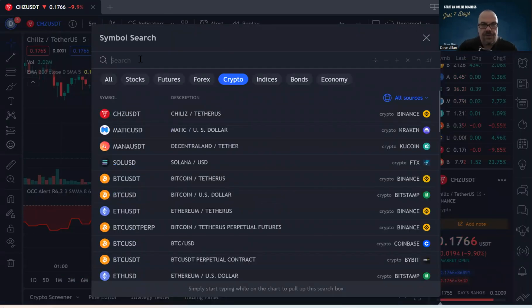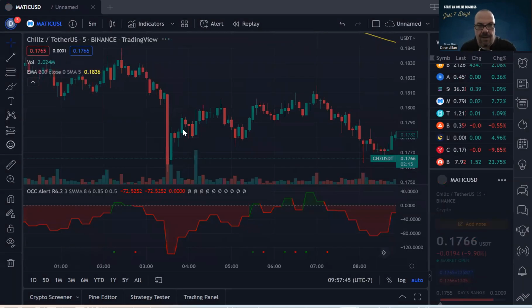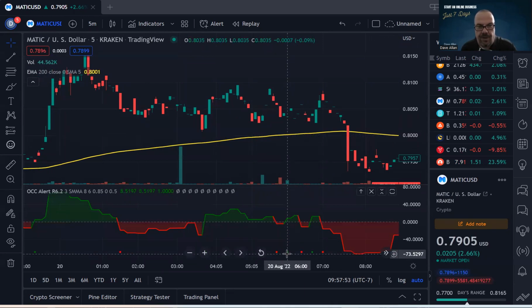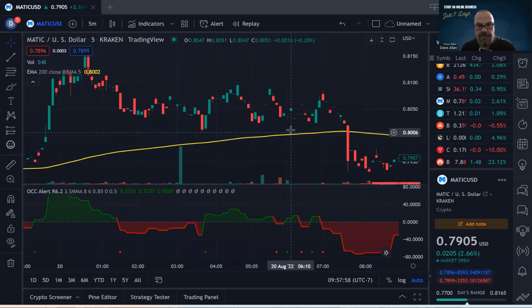All right, let's try Matic. I looked at Matic this morning. So now right here, this was a green line. Or green dot, see down there, there's a green dot. That was a buy signal. But look at that. Now all of a sudden a sell signal came, another buy came. So I would have kept an eye on it.